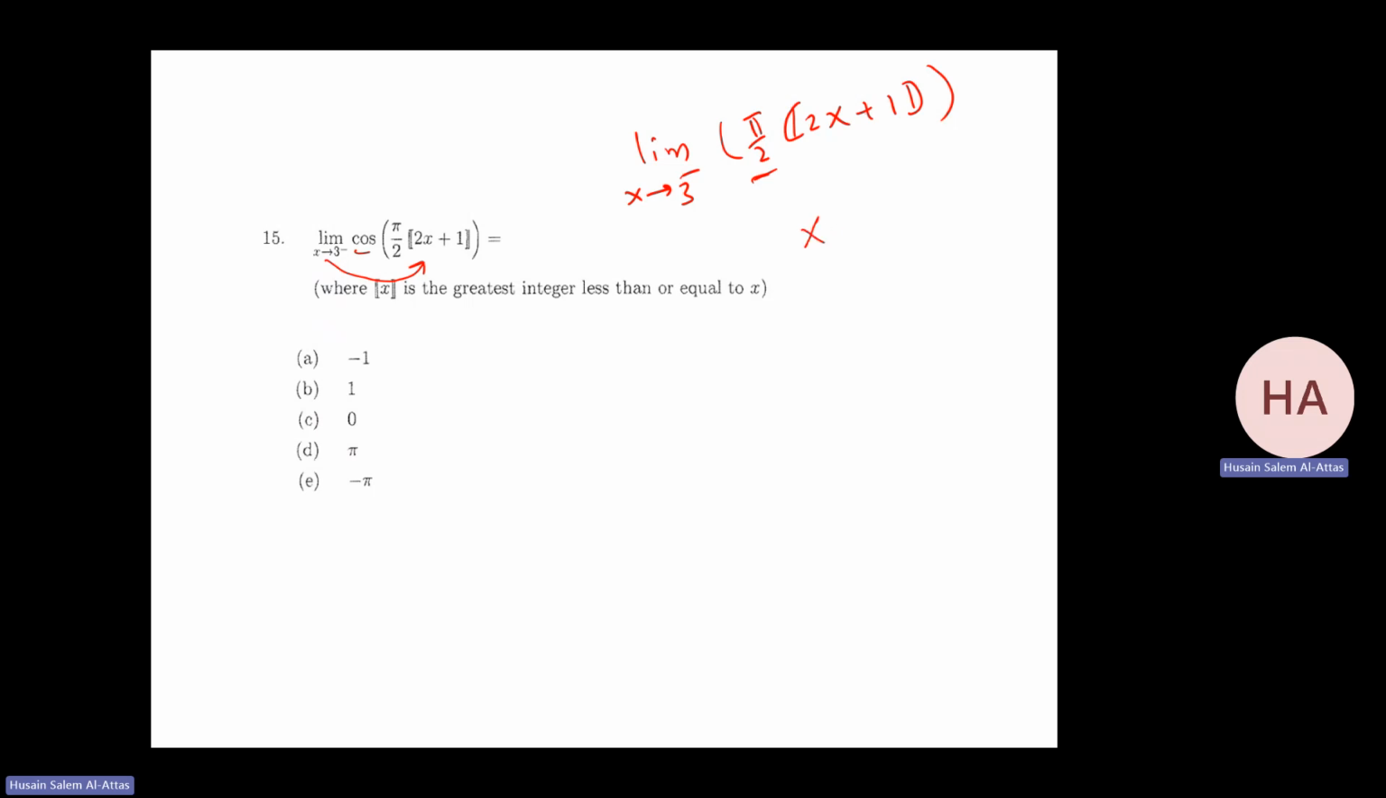x goes to 3 from the left. So I take x like what? 2.999 something. Multiply by 2, you get what?